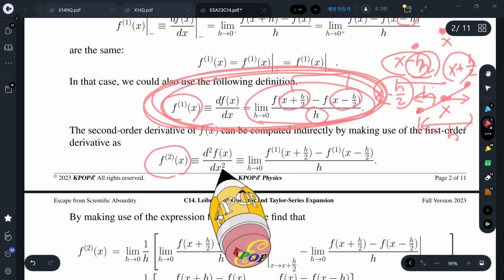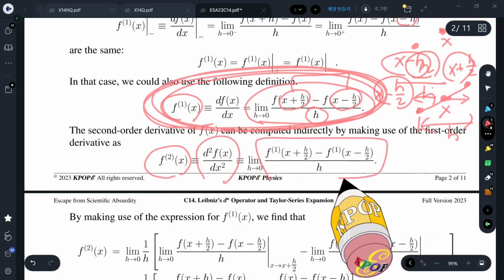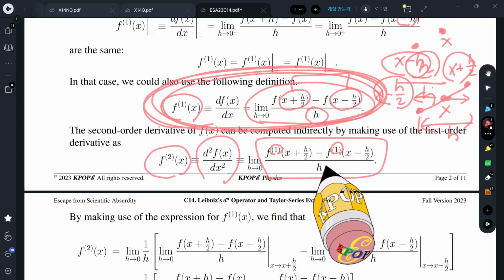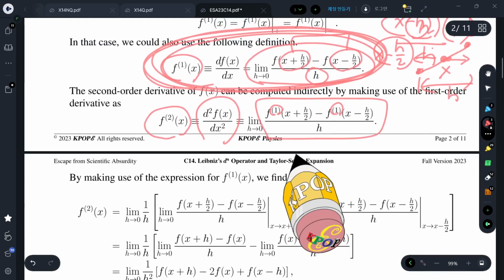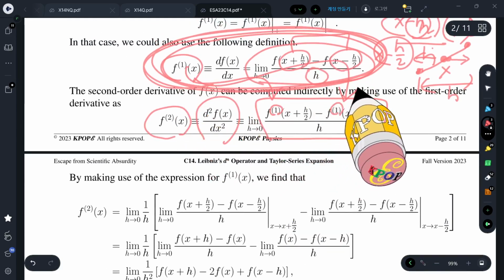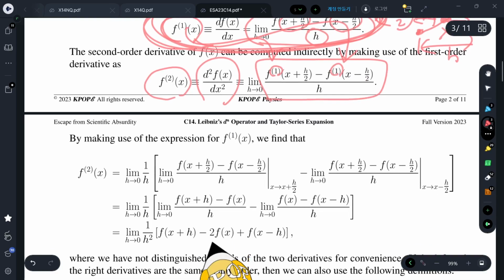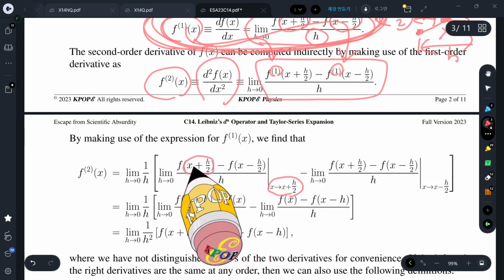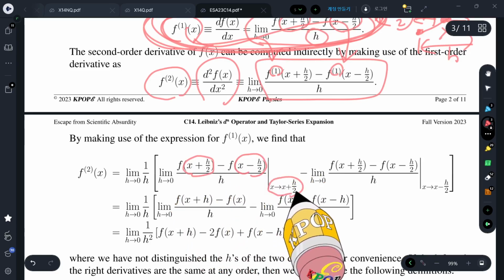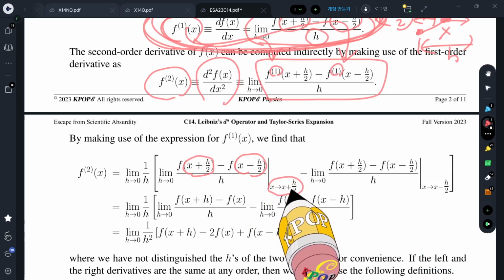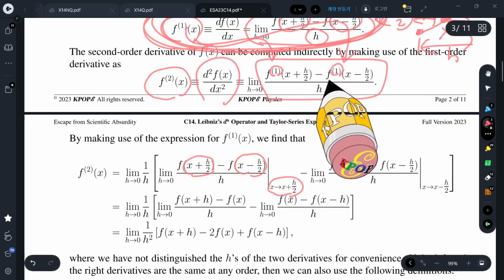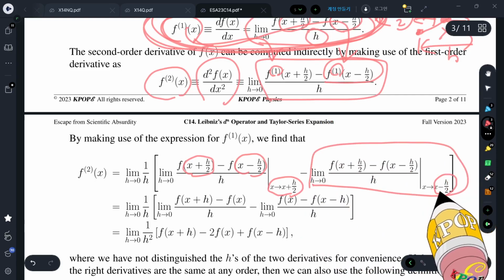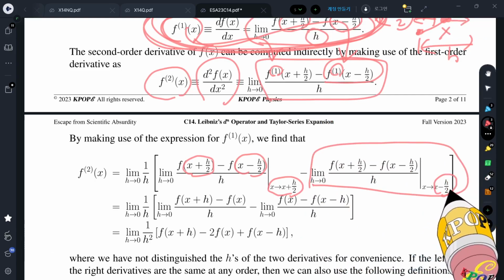Second order derivative is the derivative of the first order derivative. So it is consistent with each other. However, we can substitute this one in here explicitly. If I substitute them, I have to shift the argument by 1/2 of h forward. In the second term, I have to shift the value by minus 1/2 of h.